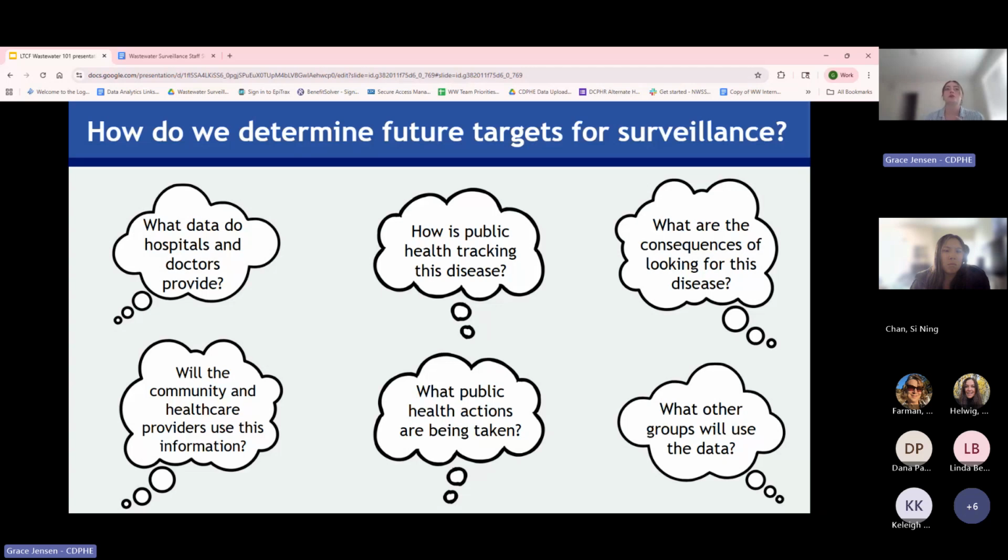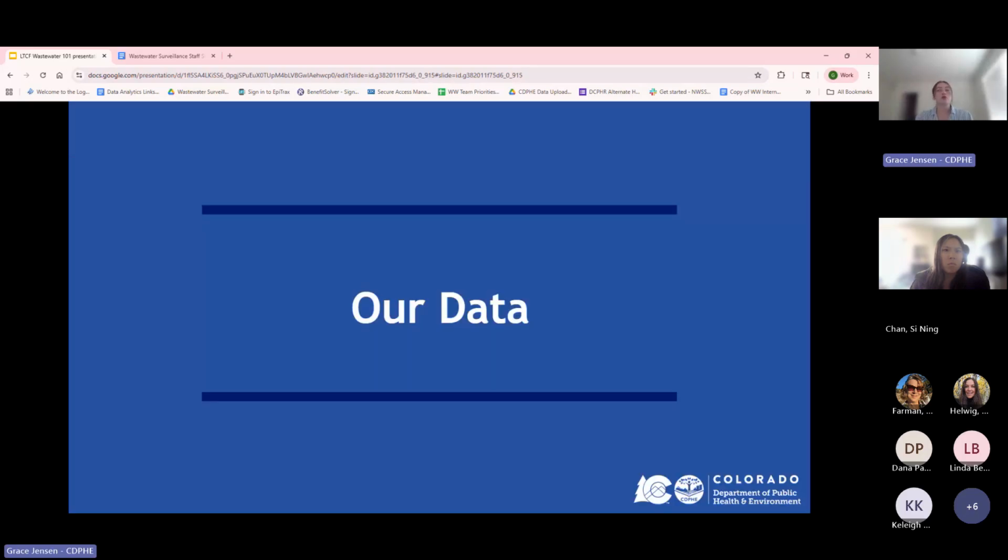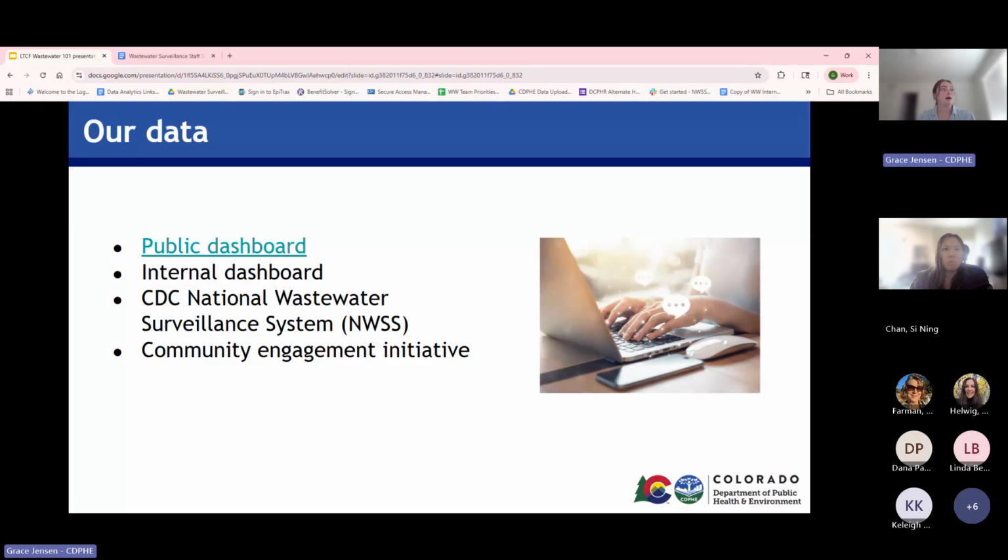We also want to know what groups will use the data. Is this actually going to be useful to add to our testing routine? And what public health actions can be taken with our data? So these are questions we ask ourselves every time we think about adding or onboarding a new pathogen to our program. So here's a quick look at our data that we share publicly.